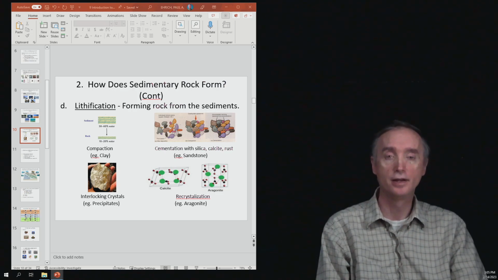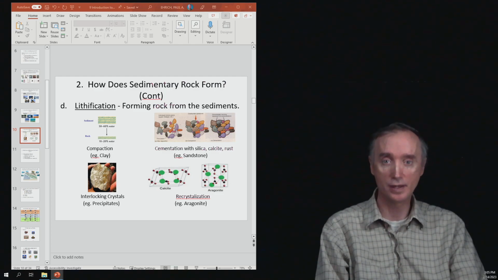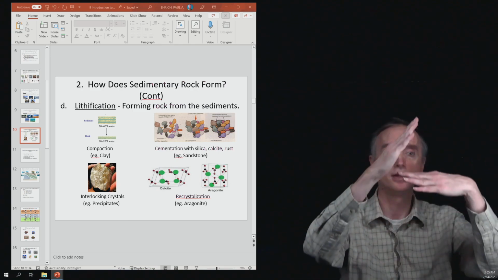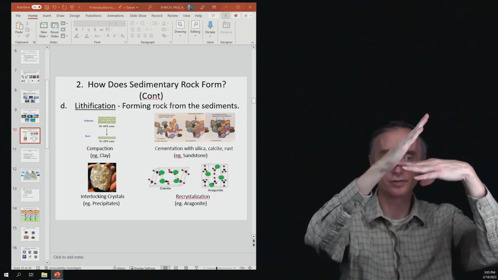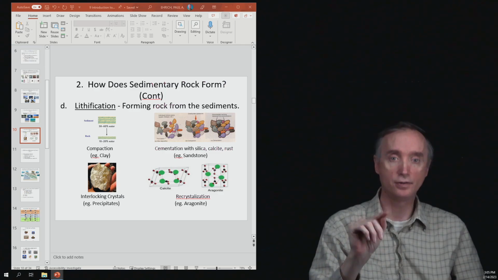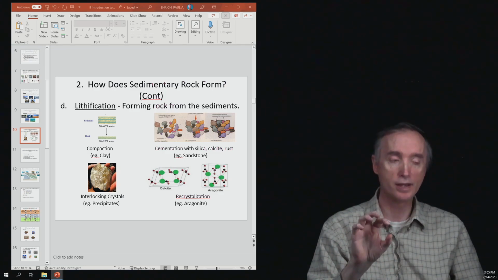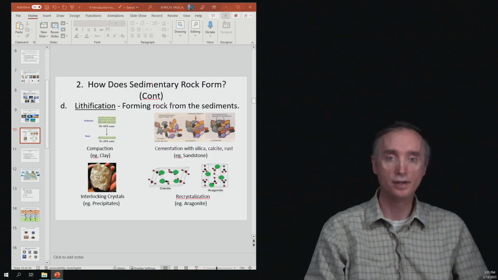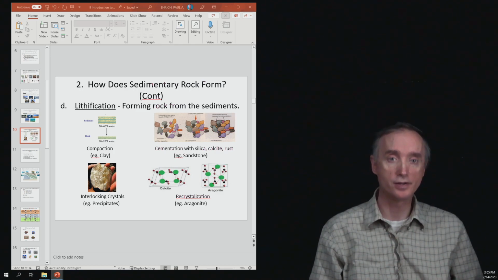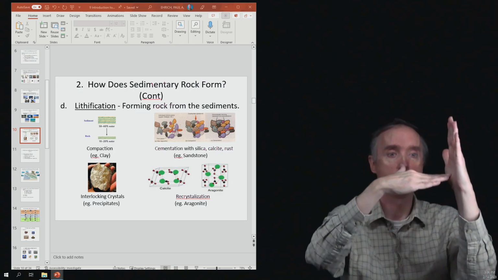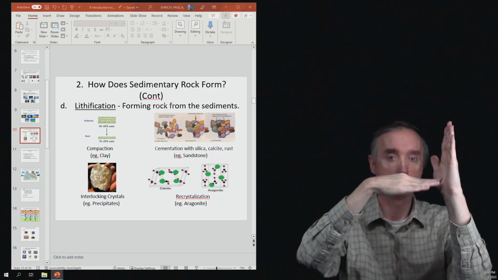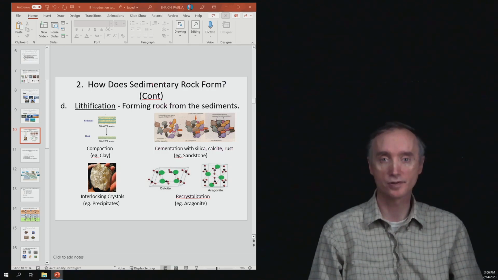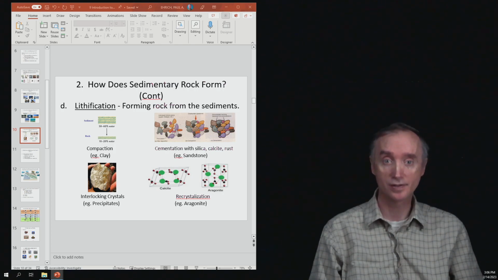But notice that calcium carbonate, when it's in the form of calcite, makes these shapes that make the angles like this. Whereas in aragonite, okay, so when you make the mineral aragonite, the atoms reorganize themselves and then they make crystals that make angles like this. So that's an example of a recrystallization. And so all of these are different methods that hold the sediments together to make sedimentary rocks.